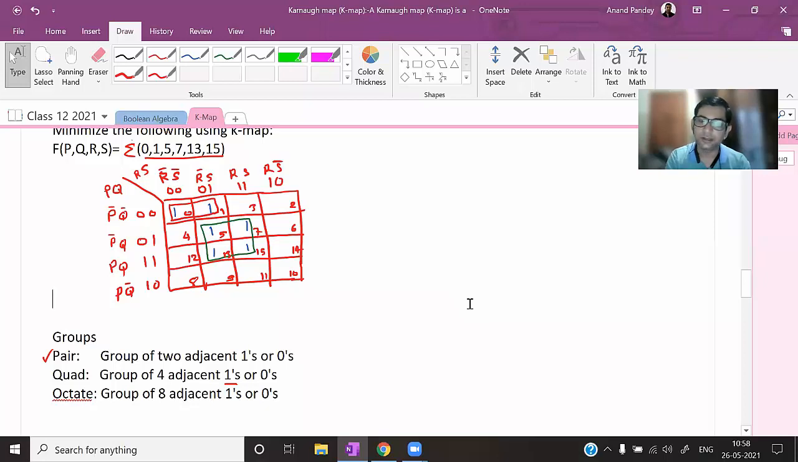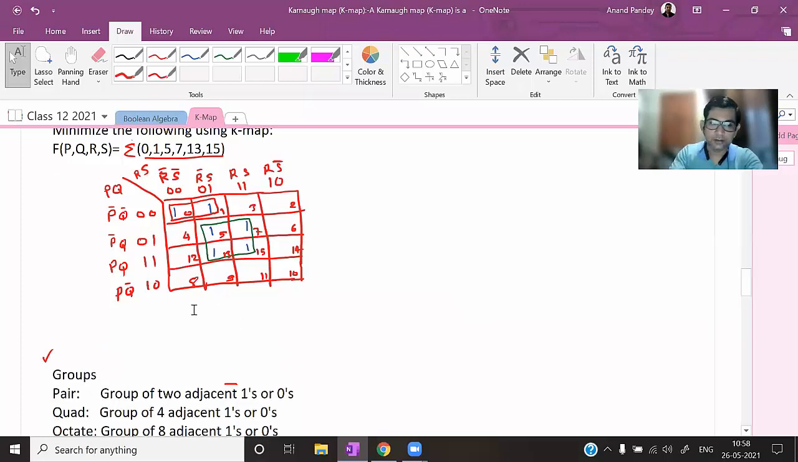Okay. So now here we'll solve it like this. See, write down please. Here we have one quad and one pair. So write down quad.